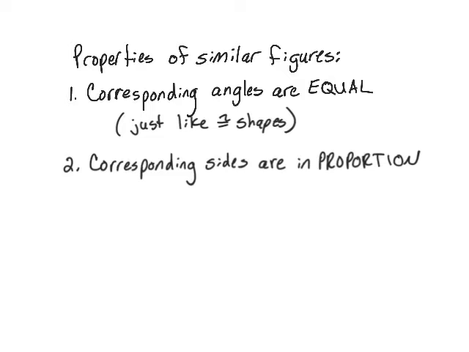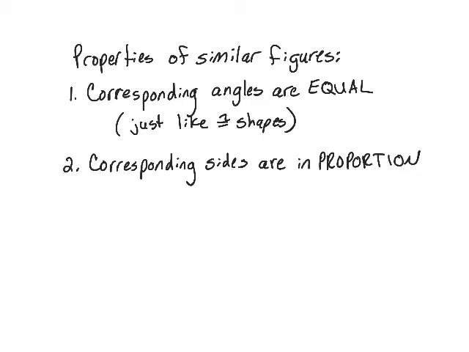The difference is in the corresponding sides. They are not necessarily equal anymore. We say corresponding sides are in proportion. That means they would have the same ratio. Every set of corresponding sides would create the same fraction when you reduce them. And so there's a different way of solving for these.